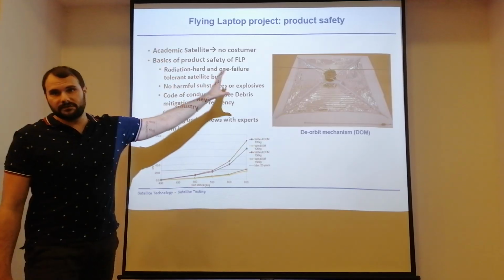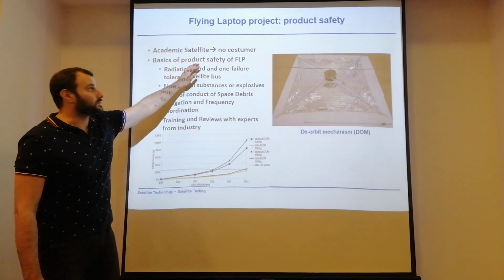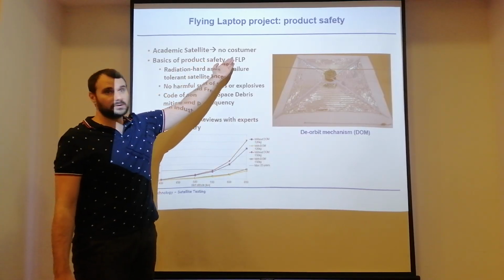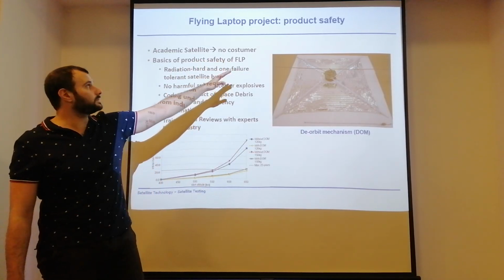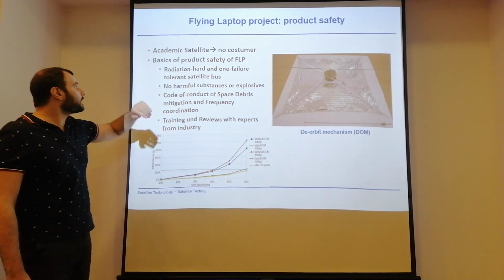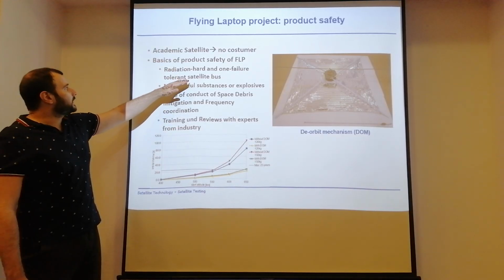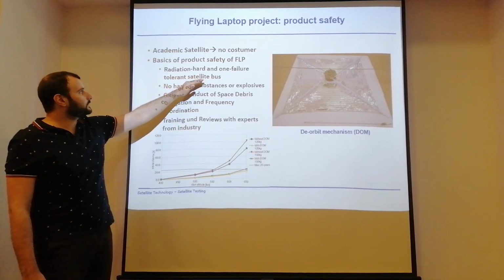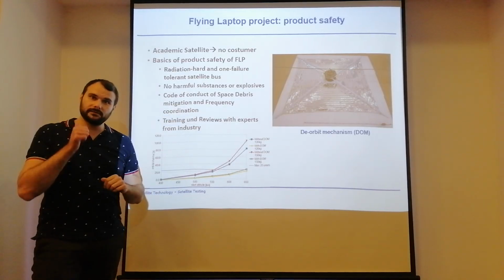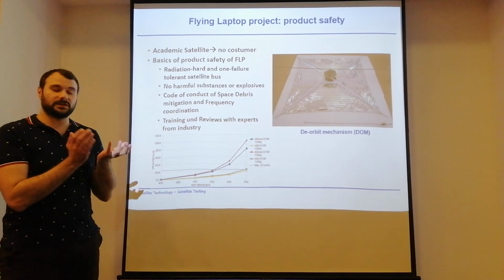The first point we should talk about is product safety. Yes, Flying Laptop is an academic satellite, so there's no customer involved. If you have a commercial satellite project, of course, there's some customer and maybe even some government agencies involved that want a proof of a certain product safety. But the basics for Flying Laptop, even if it is just an academic satellite, is that the whole system is radiation hard, and the satellite bus is one failure tolerant. So a single failure can happen without having an effect on the whole system or the main functionality of the system.